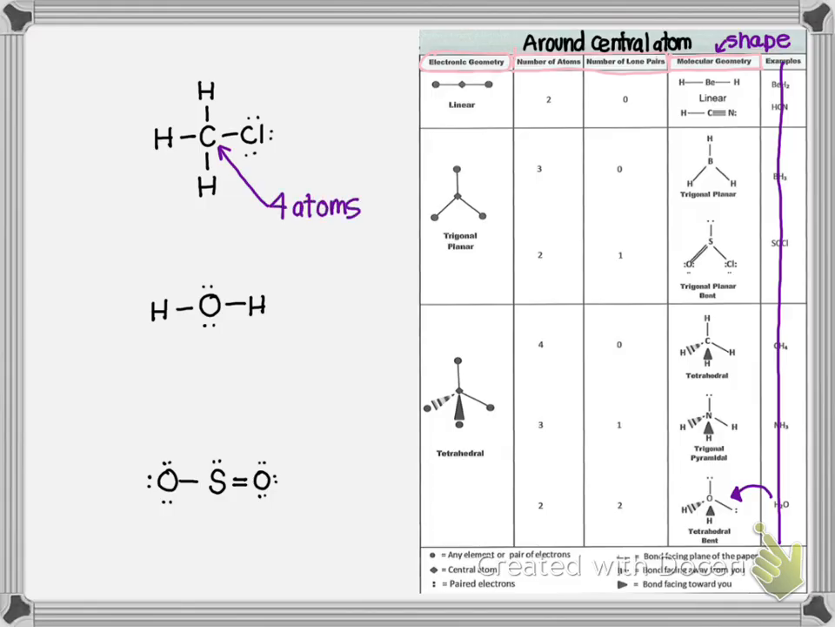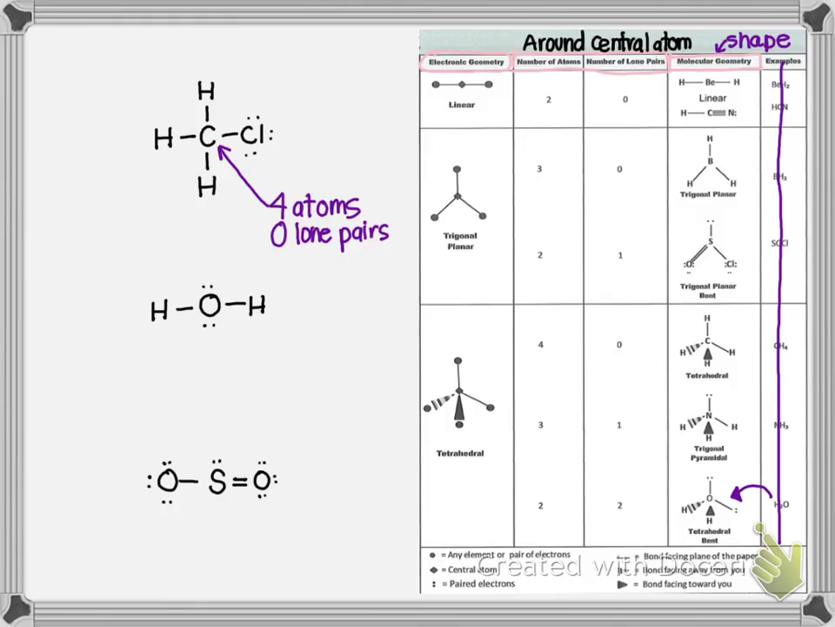And then the second thing you want to do is look at the central atom. There's carbon. And you want to count any lone pairs that are on the central atom, not on a peripheral atom, only on the center. And in this case, carbon has 0 non-bonding or lone pairs. So this is a 4-0.